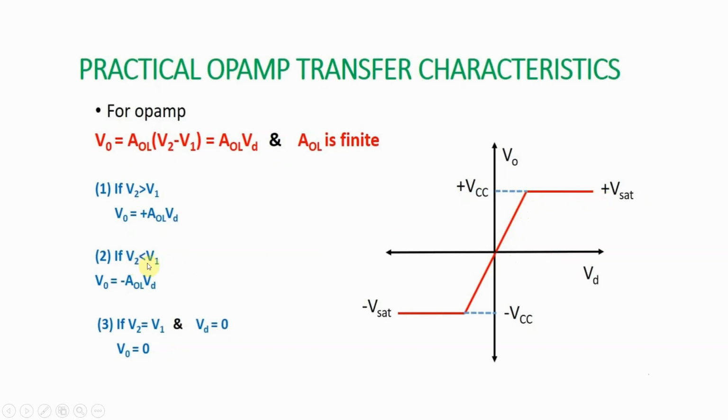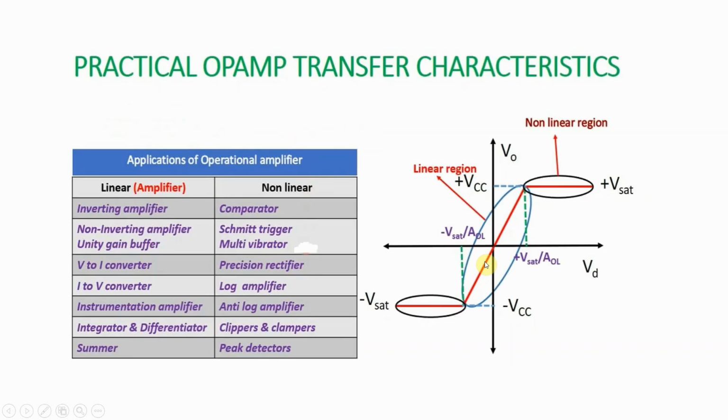Second condition, if V2 is less than V1, meaning the inverting quantity is more, then the output voltage is minus V saturation. And if both the inverting and non-inverting quantities are equal, then the differential input voltage is 0. Therefore the output voltage is also 0. This characteristic is known as the practical transfer characteristic of the op-amp.